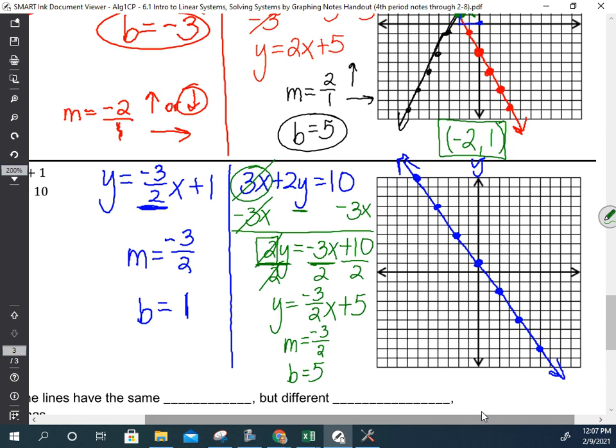Time to graph it. Go to the y-axis. Put a dot on 5. Your slope is negative 3 over 2. Go down 3 to the right 2. Here's your second part.